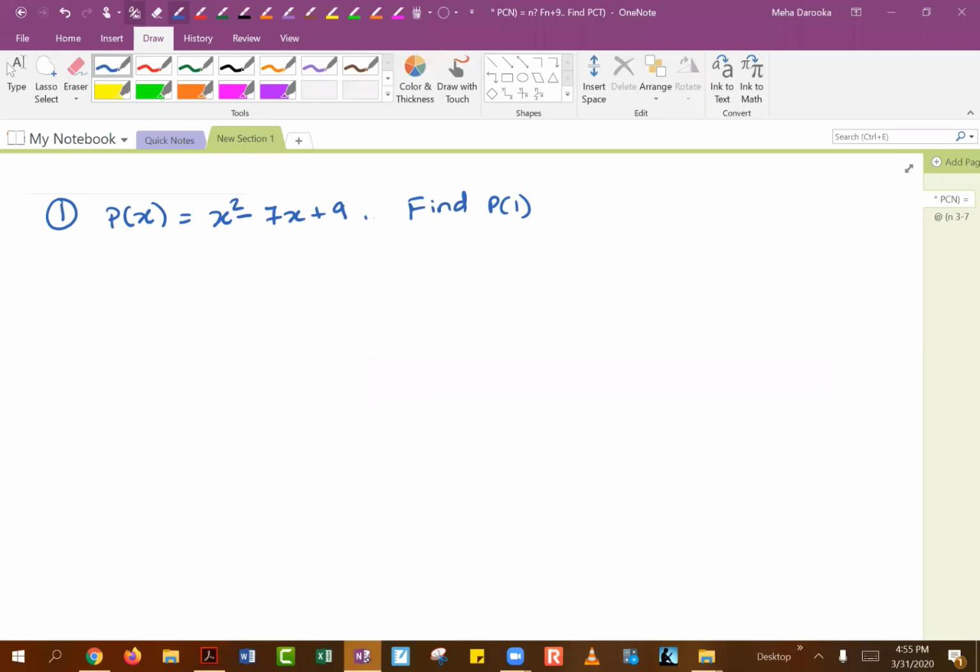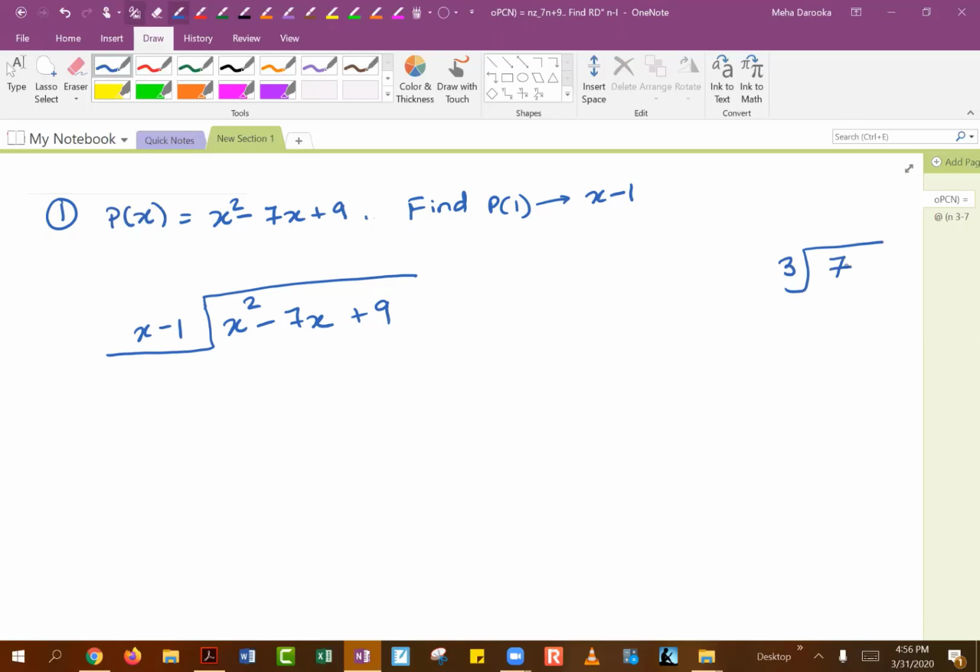So when they're asking us to use the remainder theorem on this first example, you actually have to use long division to find what your answer is going to be. So you are actually going to take this expression of x squared minus 7x plus 9, and we're going to be dividing it. Remember, when you are using P of 1, that means you are dividing by x minus 1. Okay? Now, I don't know if you guys remember long division or not, but it would look something like this.